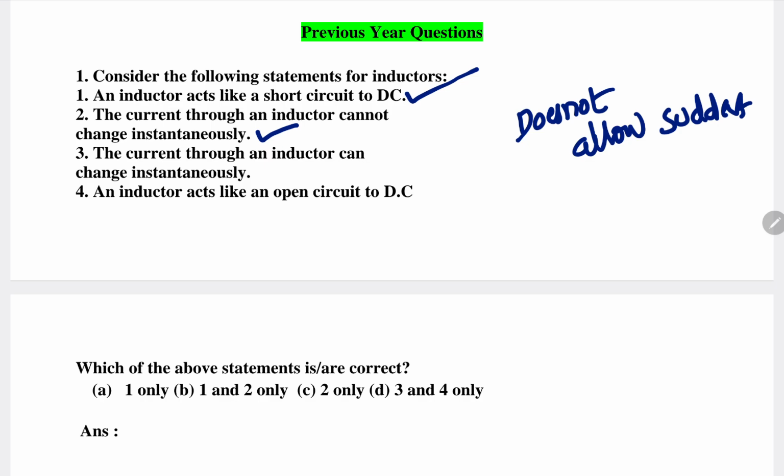Current through an inductor can change instantaneously. No, current through the inductor cannot change instantaneously. An inductor acts like open to DC. No, an inductor acts as a short circuit to DC. So options 1 and 2 are correct. 1 and 2 only. So the answer is what? B.